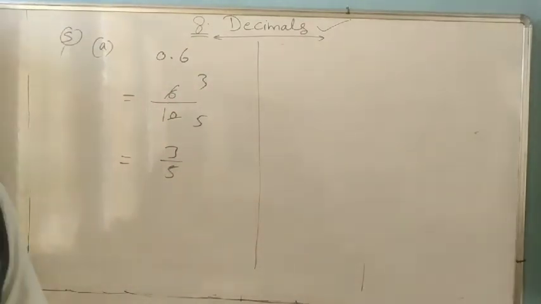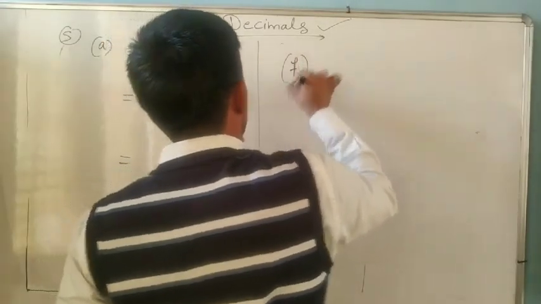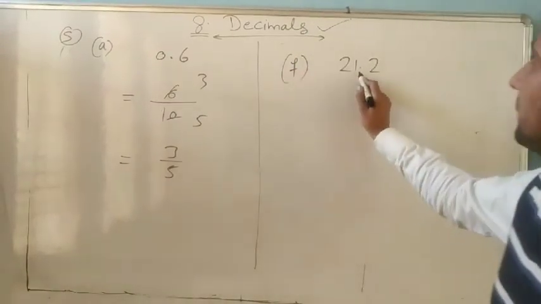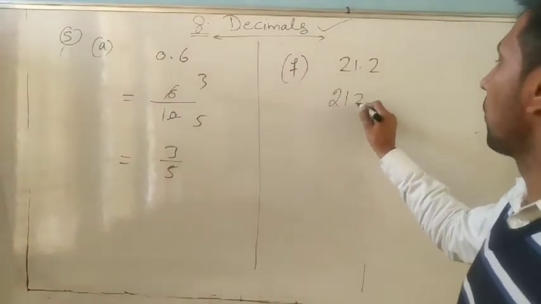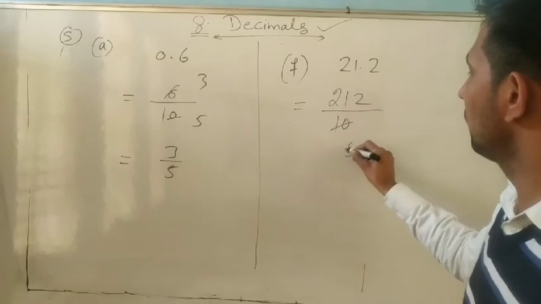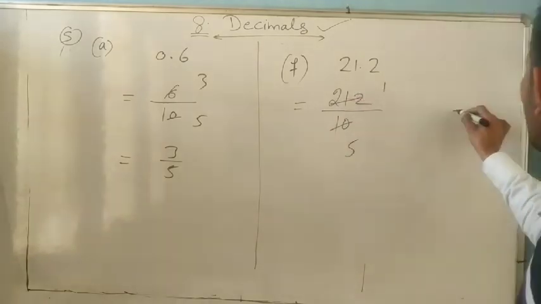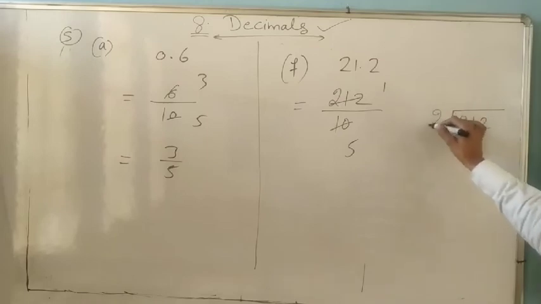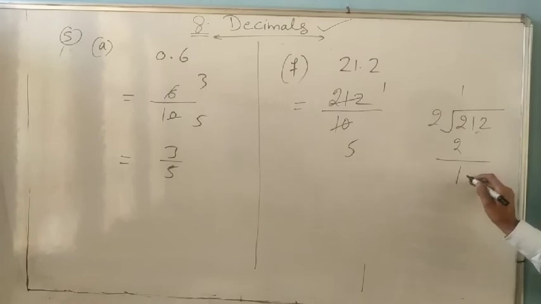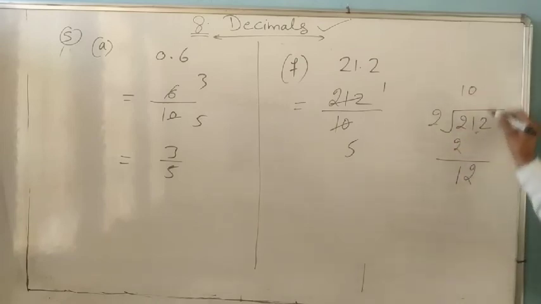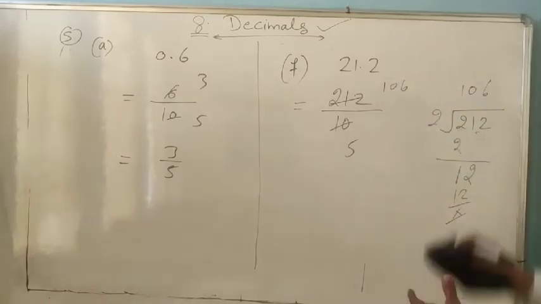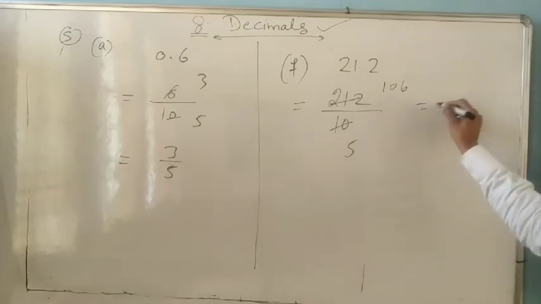One more. Suppose F part is 21.2. Yes, after decimal how many digits? 1. So therefore 1 0 in denominator. What is common factor? Can we cut by 2? Yes, 2 5s are 10, 2 1s are 2. So divide 212 by 2. So 2 1s are 2. Remainder is 0. Now 1. 1 is smaller than 2. So it is 0. Now next is 2. 2 6s are 12. Everyone knows how to divide? So 106. Okay. So what is the answer? Can we cut by 5? No. So what is the answer?